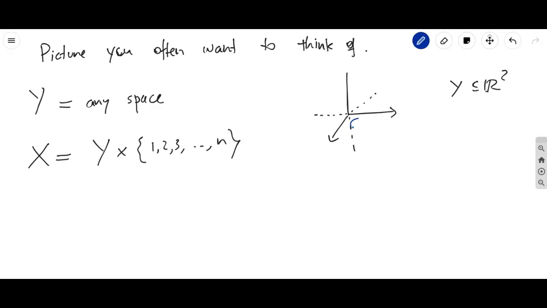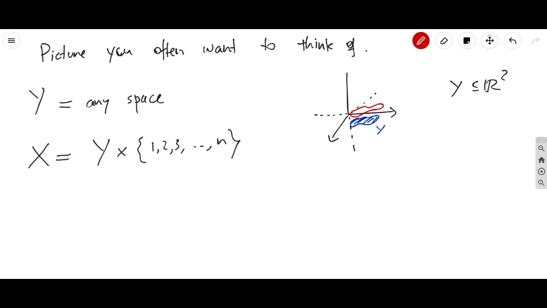So Y is going to be some kind of region in the plane, in R2, and X is Y times 1, Y times 2, and so on, Y times n. That means it's the same region, but you have an additional coordinate. You set the additional coordinate to be 1, then 2. So you have the same picture appearing on top of itself n times.